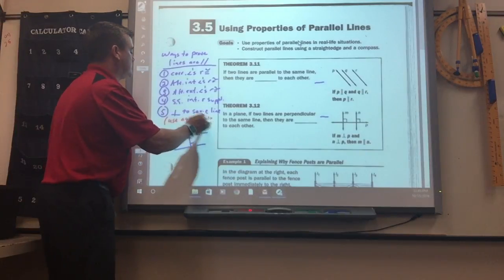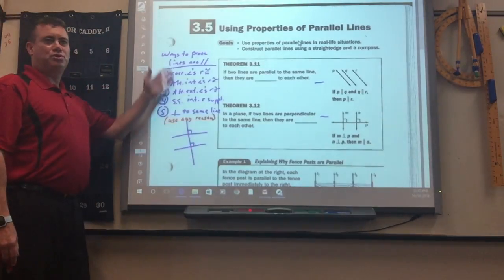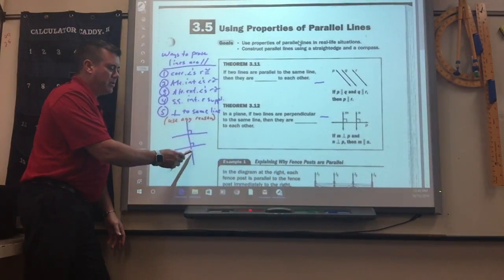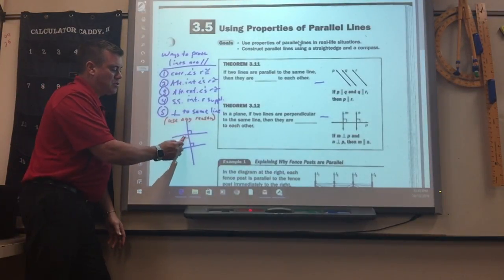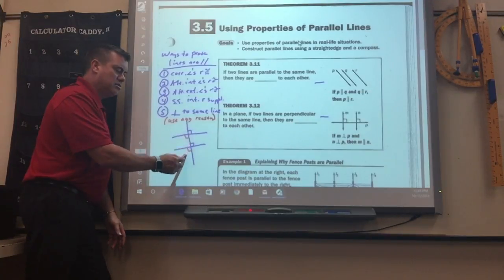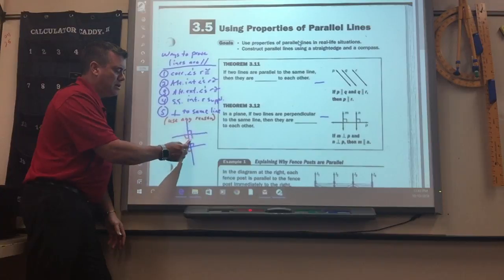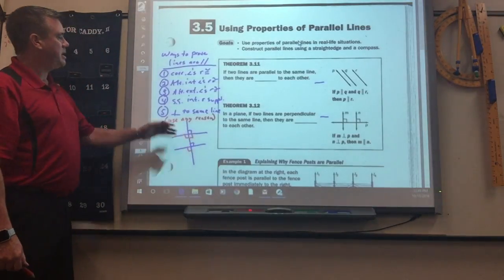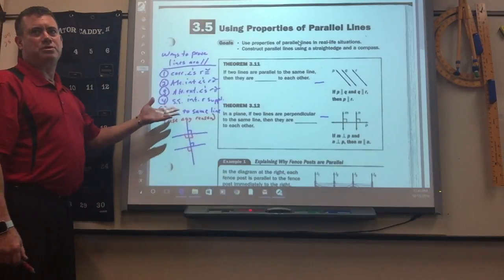Any one of these others would be true also, because corresponding angles are also congruent. If that's 90, so is that, so alternate interior are congruent. If that's 90, so is that, so alternate exterior are congruent. And same side add up to 180. So when you see this picture, any one of these 5 would be true.